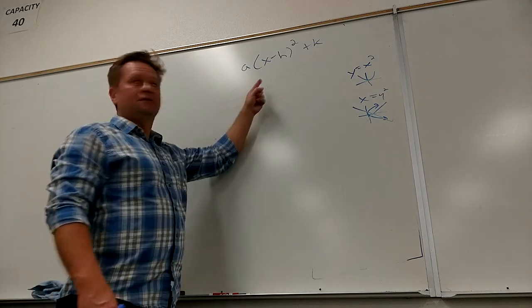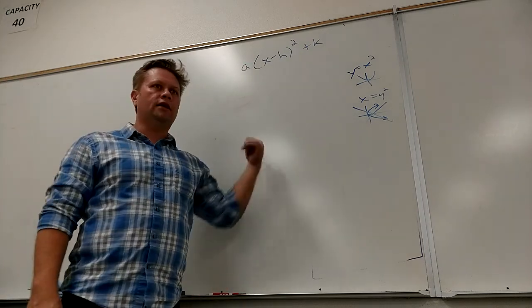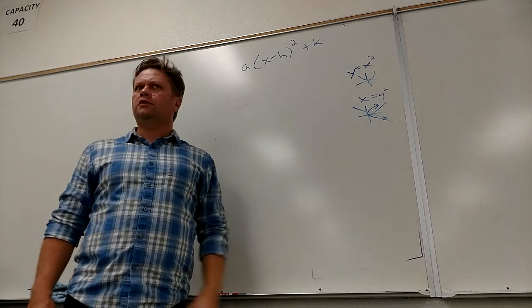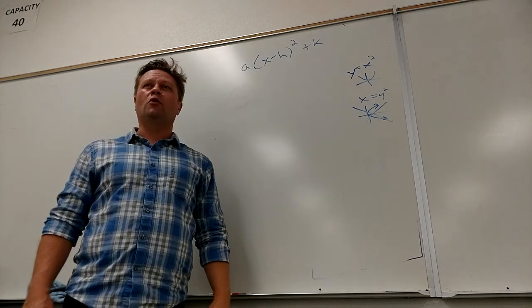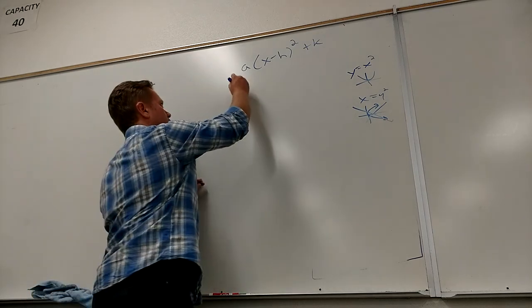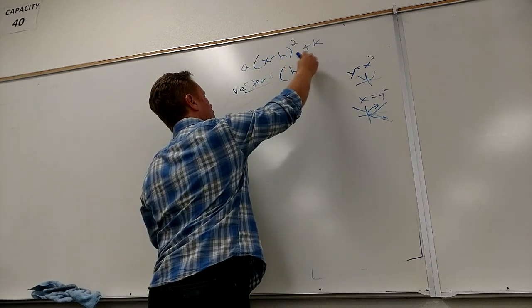What's the vertex? So two things. It's not negative h because it's related to how it transforms, right? And a vertex is a point. So if you're telling me one thing, it's bad. A point has at least two parts. So what's the vertex? H, K, yeah.